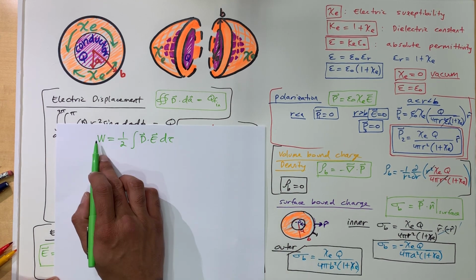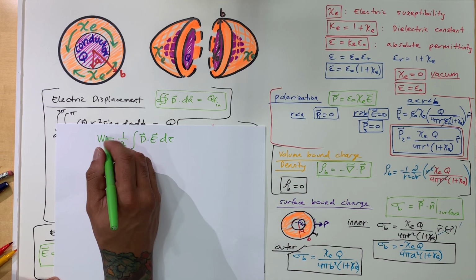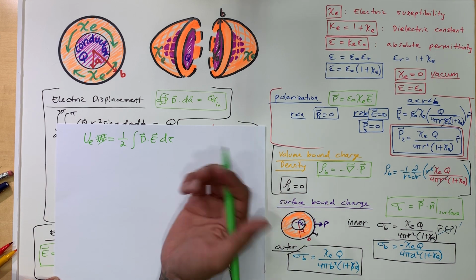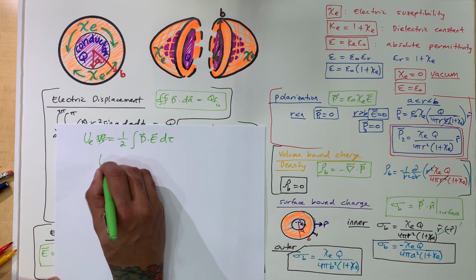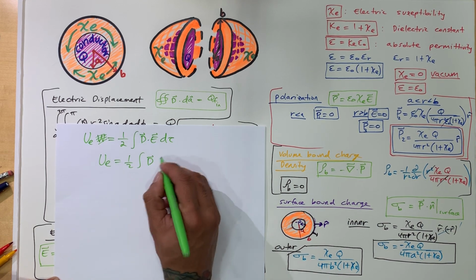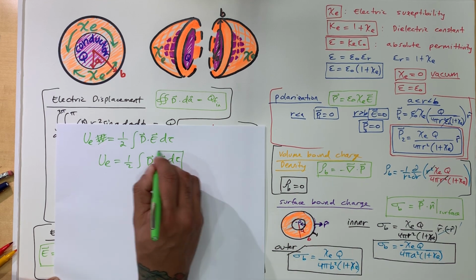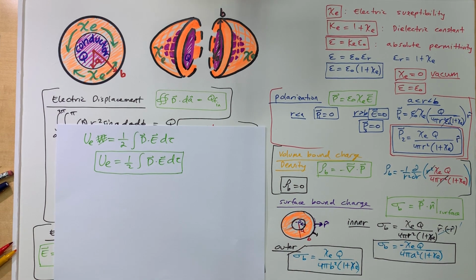And the book I used had W. This can also be expressed as capital UE, which is what we used in the last example. So let's just probably stick with that. So capital UE is equal to 1/2 integral of D dotted with E d tau. So we'll go with this. So this is the energy stored.